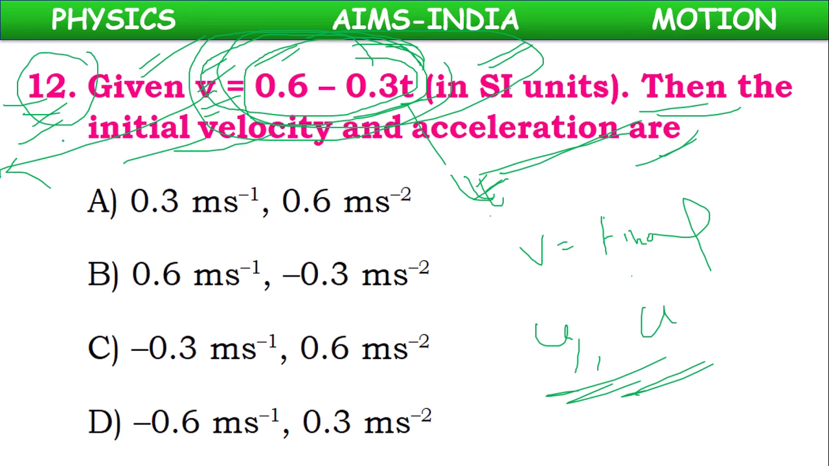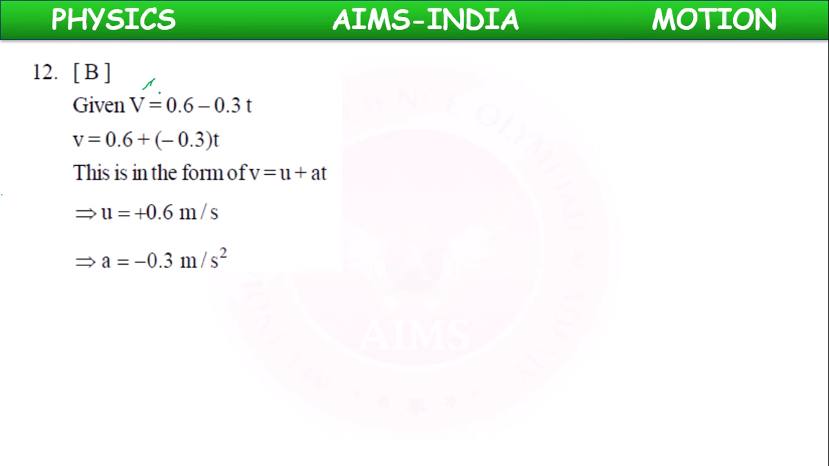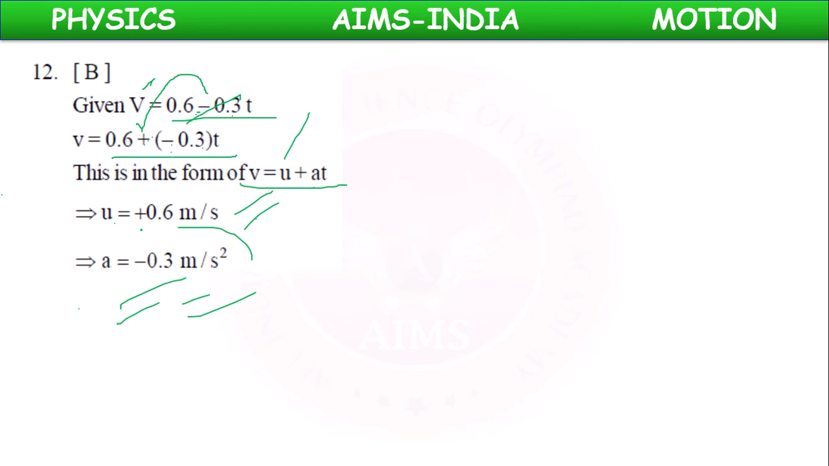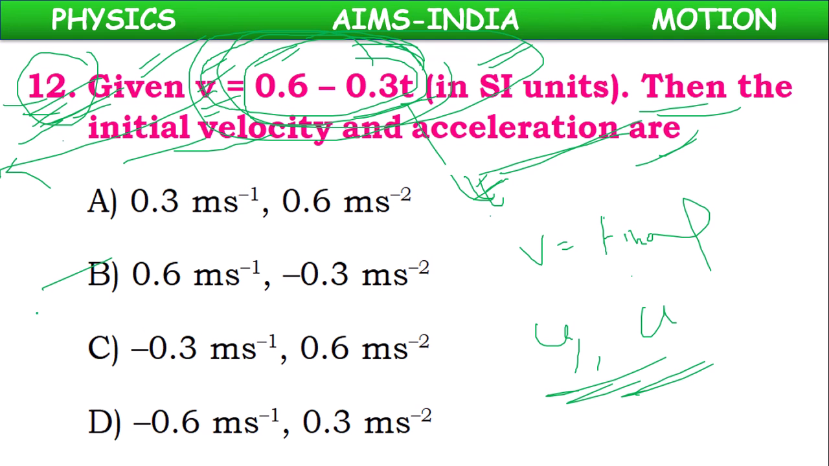For all these questions, we have to assume, children, all these bodies are uniformly accelerated bodies, so that we can apply equations of motion. So, given v equal to 0.6 minus 0.3t, we can write it as plus of minus. Now it is in the form of v equal to u plus at, where the u value is 0.6 meter per second and the a value is minus 0.3 meter per second square. Because it is in this form, without calculation, directly we can guess the values of u and a. So option B is correct.